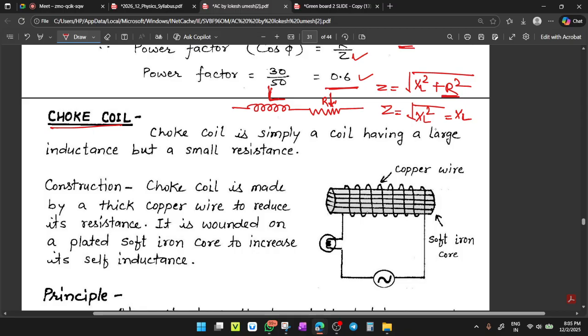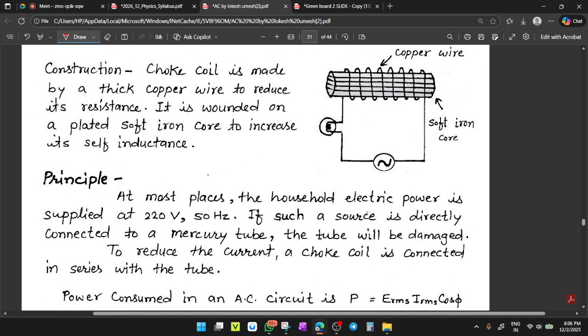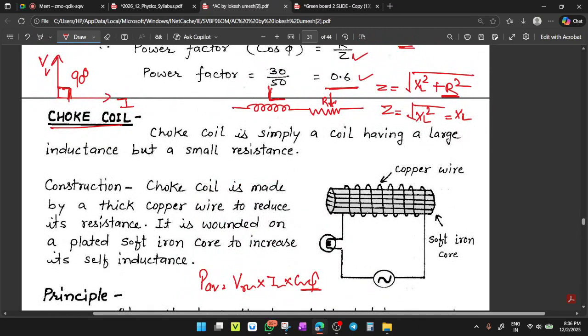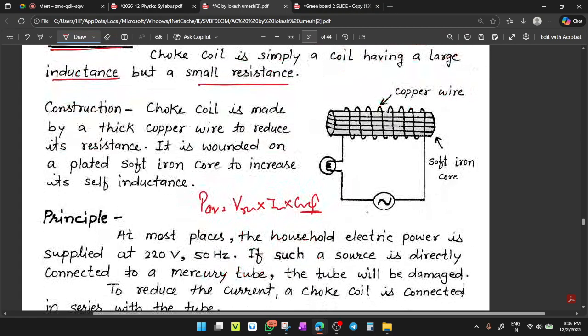In this situation, the circuit behaves like a purely inductive circuit. In a purely inductive circuit, the voltage VL leads the current by 90 degrees, so the phase angle equals 90 degrees, and the power becomes zero. The average power P equals VRMS into IRMS into cos phi, and cos 90 becomes zero. Choke coil is simply a coil having a large inductance but a very small resistance. Construction.